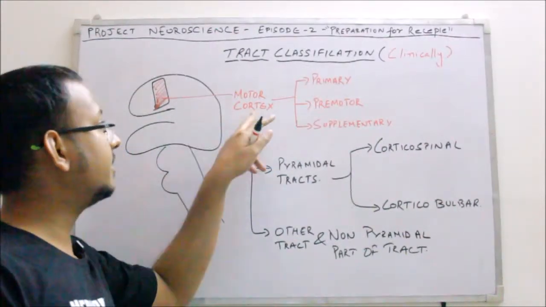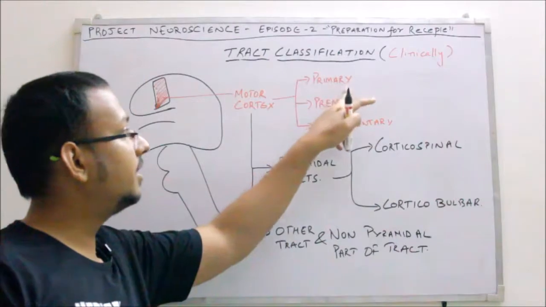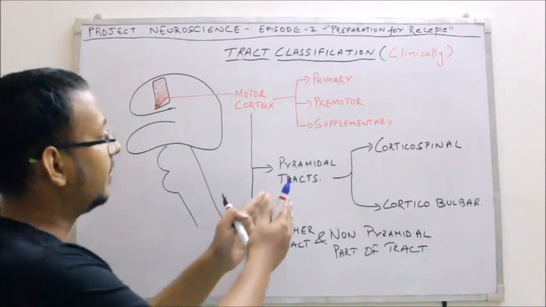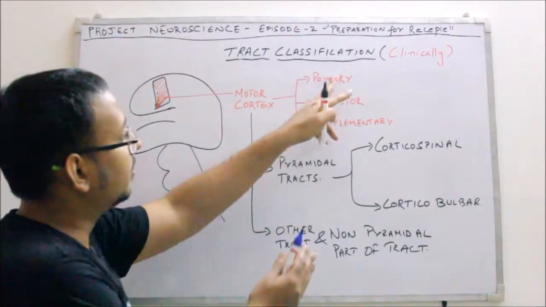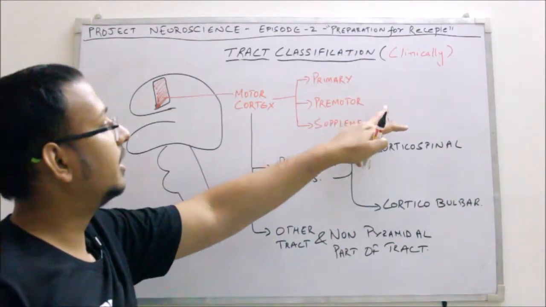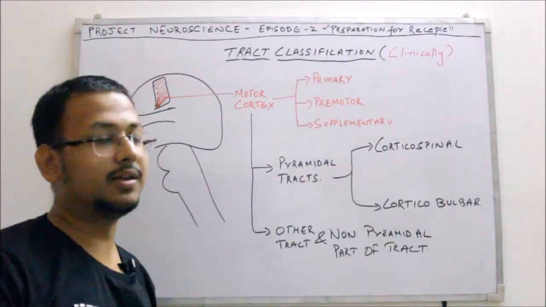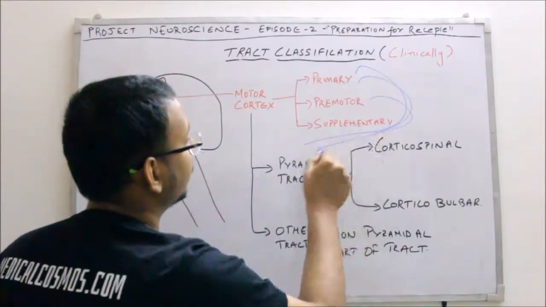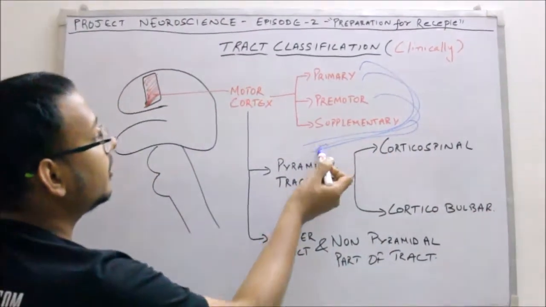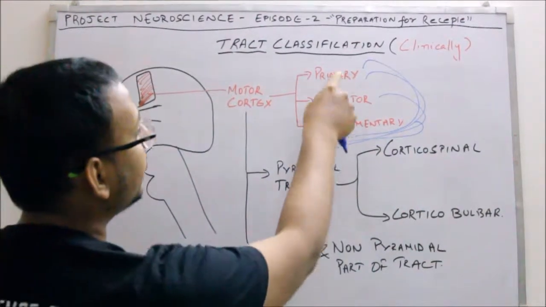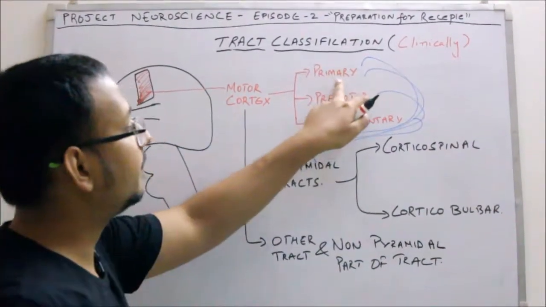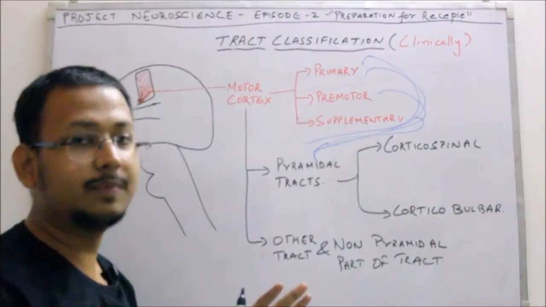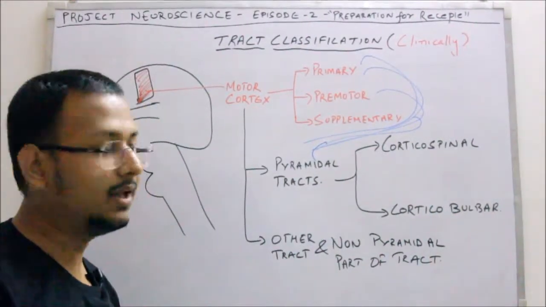Now the motor cortex is just divided into three parts: the primary, the premotor, and the supplementary. Usually the pyramidal tracts arise from the primary, the premotor, and the supplementary, plus the somatosensory area also. The primary area constitutes 30%, the premotor and the supplementary together constitute 30%, and the other 40% is constituted by the somatosensory area.